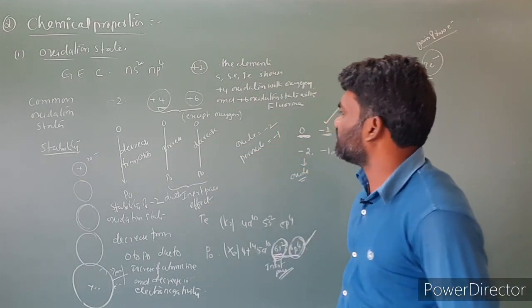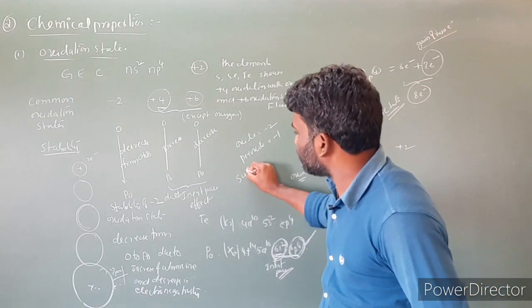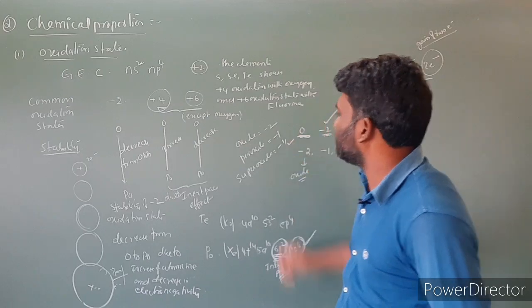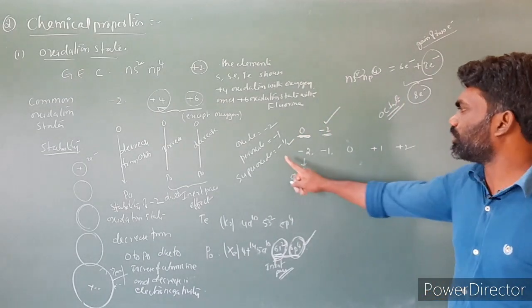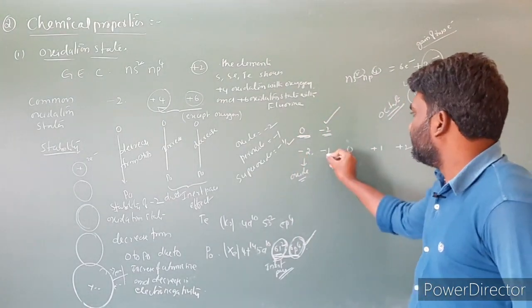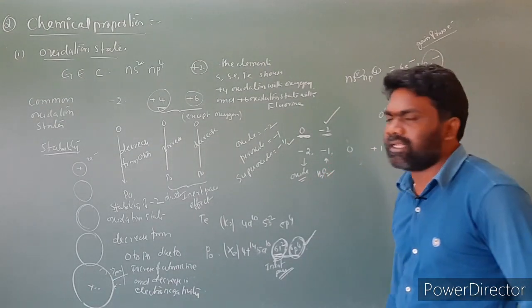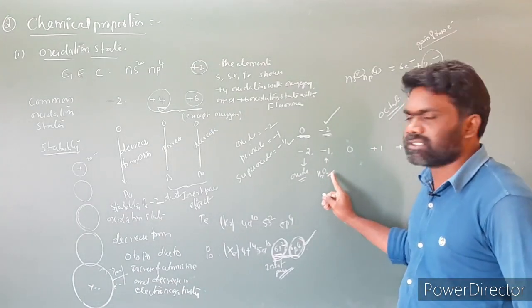Peroxide: the oxidation state of oxygen is -1. Next, superoxide: the oxidation state is -1/2. So it even shows a fractional oxidation number. In this case we can take an example, H2O2, hydrogen peroxide. If I take hydrogen peroxide, the oxidation number of oxygen is -1.